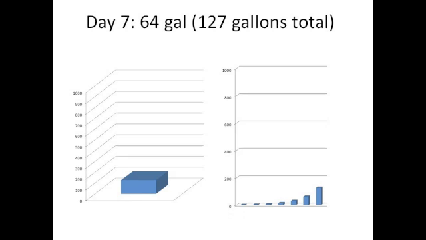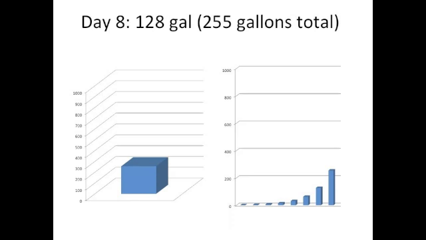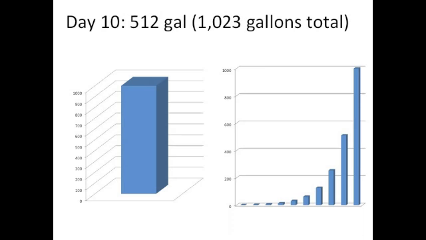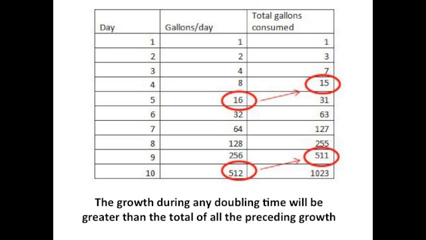By day 8, we've used up 1/4 of our resource. By day 9, we've used up half the water. By day 10, we've used up all the water. There's nothing left. This data table shows one of the most important consequences of exponential growth.